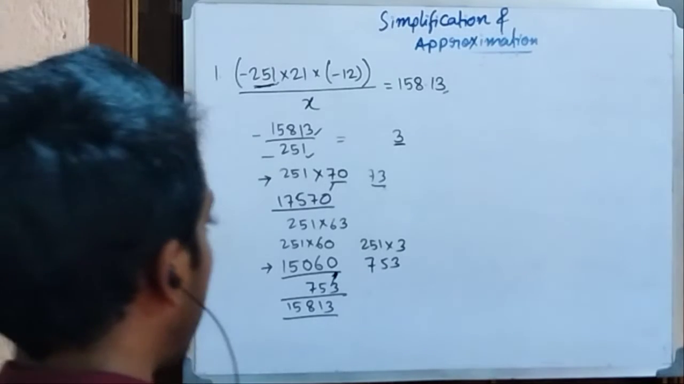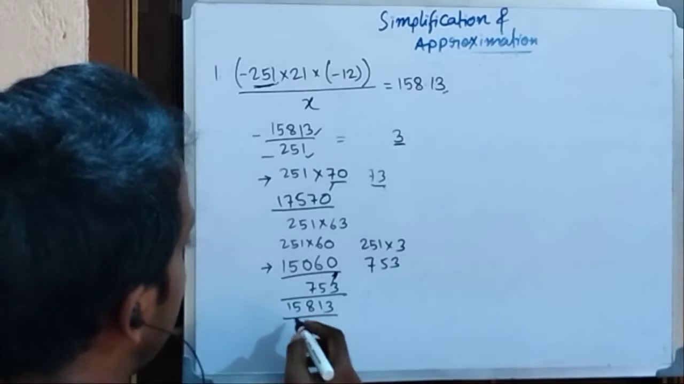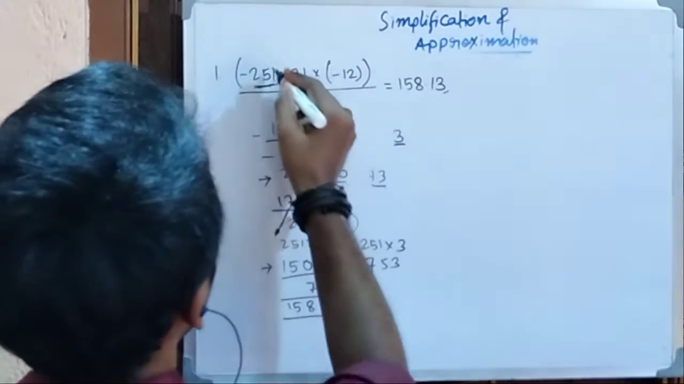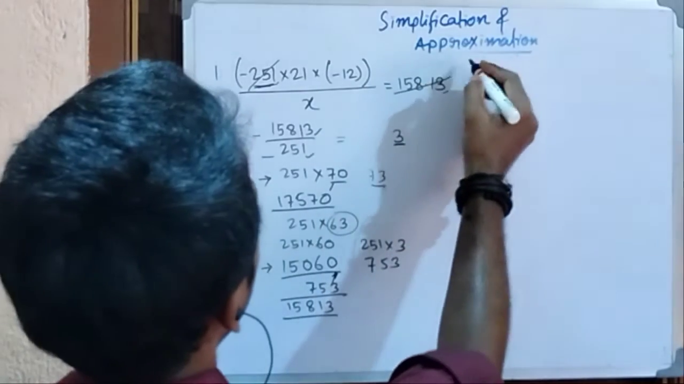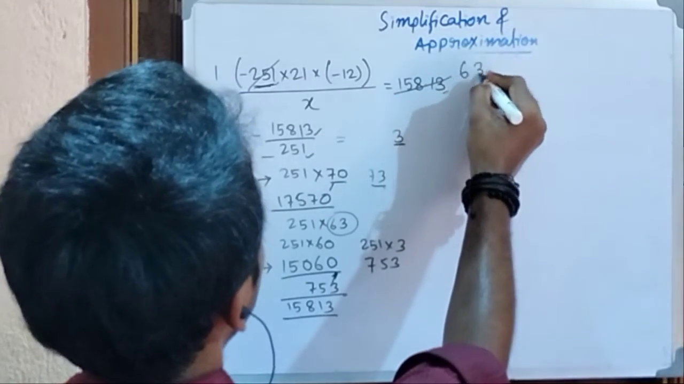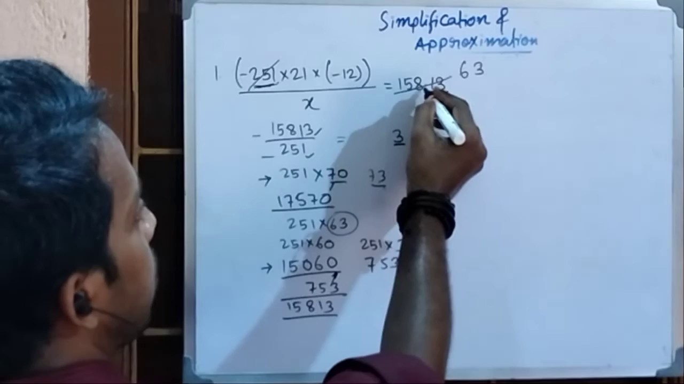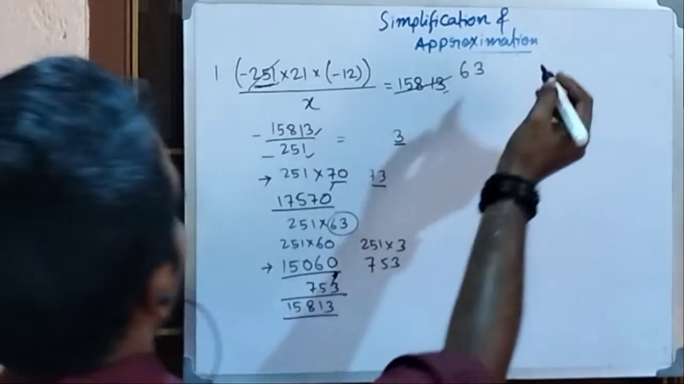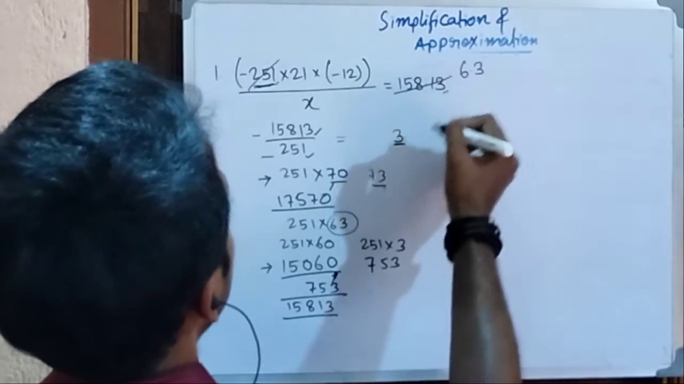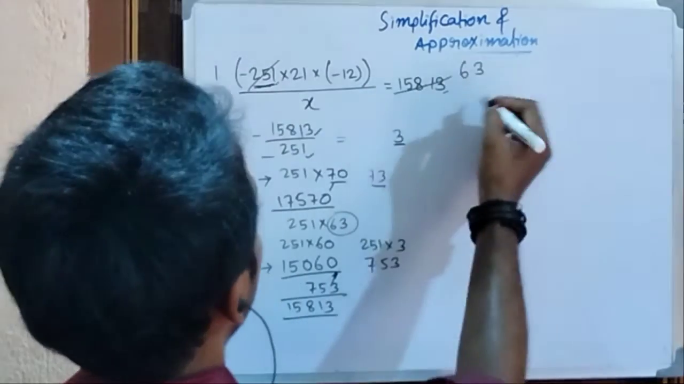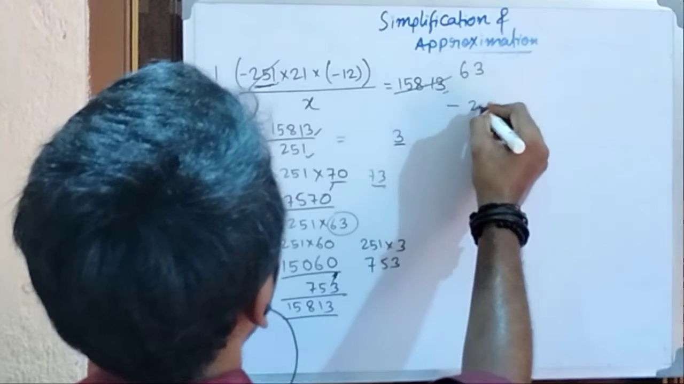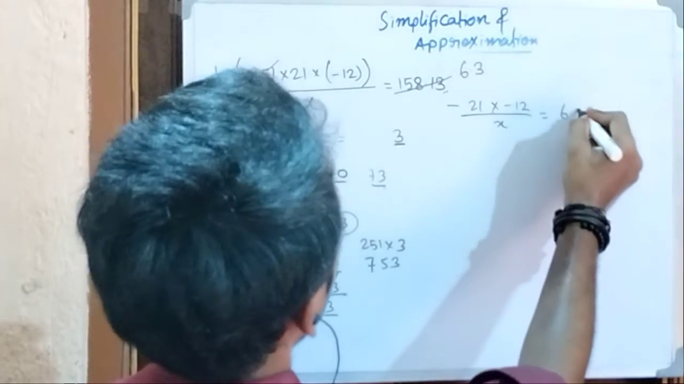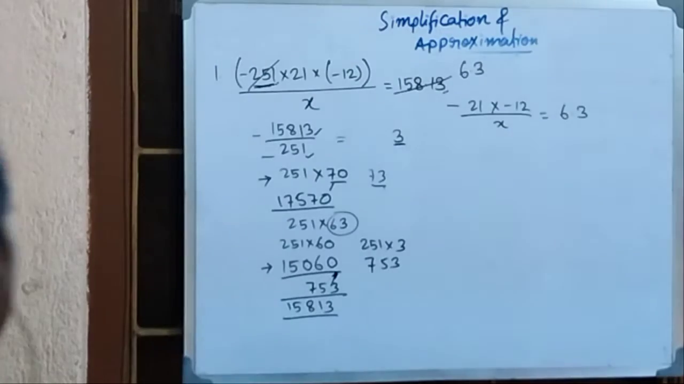It's quite different, not difficult. Okay, so here it comes, 63. So 63 comes in, so 251 158 will give you 63, but here 2 plus just below, just before 13, so we'll take 6.3, and minus is here also, so minus 21 into minus 12 by x equals 63 point, right?